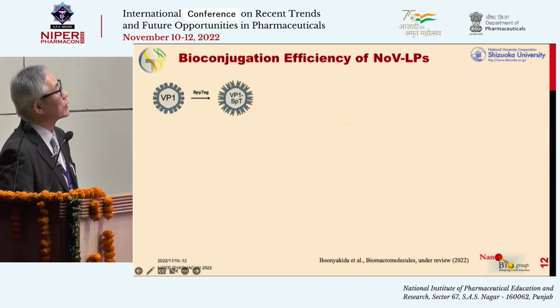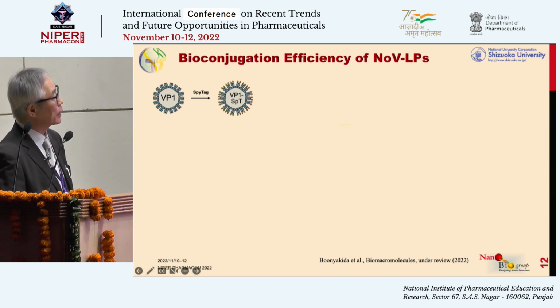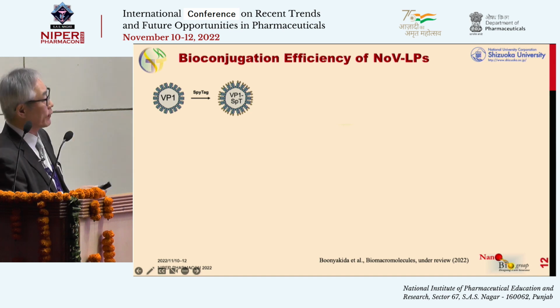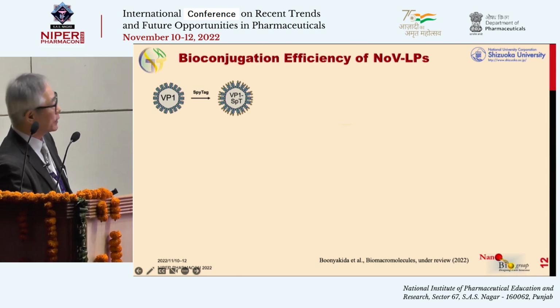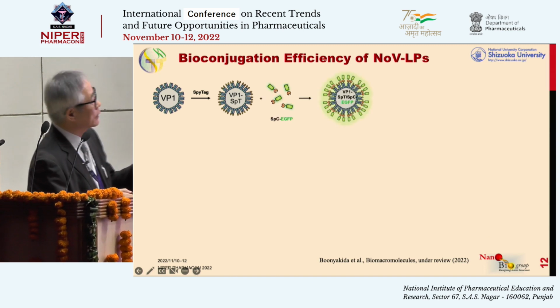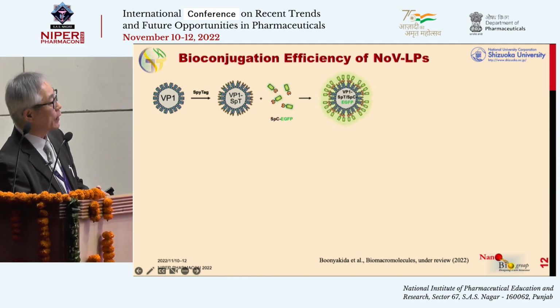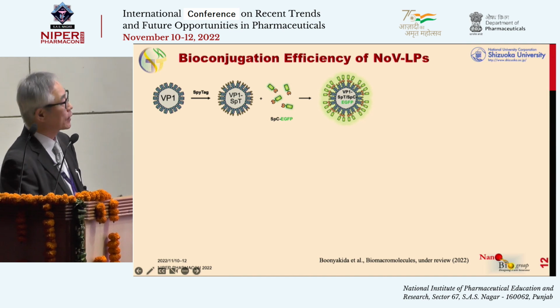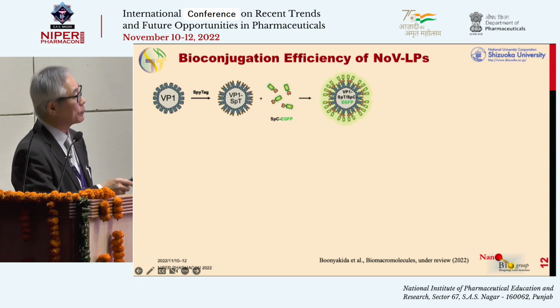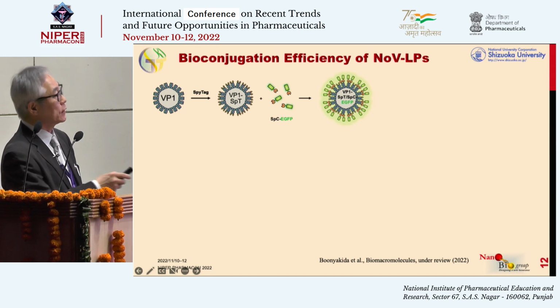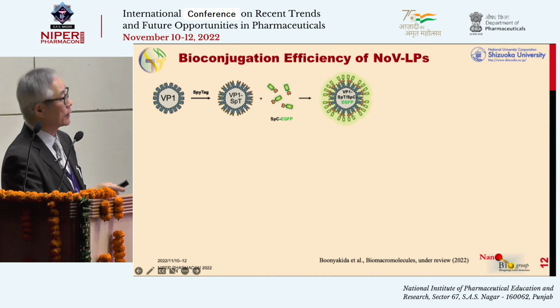Here, for the conjugation efficiency of the norovirus-like particle, we decided on this VLP, and we display the spike tag on the surface of this VLP. Then separately we express a conjugation partner, spike catcher EGFP, a fluorescent protein. And finally, we conjugate these two proteins, shown here. We can get EGFP displayed on a norovirus-like particle like this.